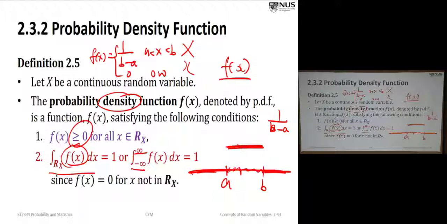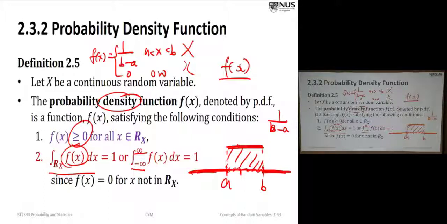So here it says that if you integrate f of x dx, basically you are getting this area. Remember, integration is just something like getting the area. So this area sums up to 1. All right. So, in other words, the chance that x falls between a and b is equal to 1. That is what it means, right? X must be some value between a and b.